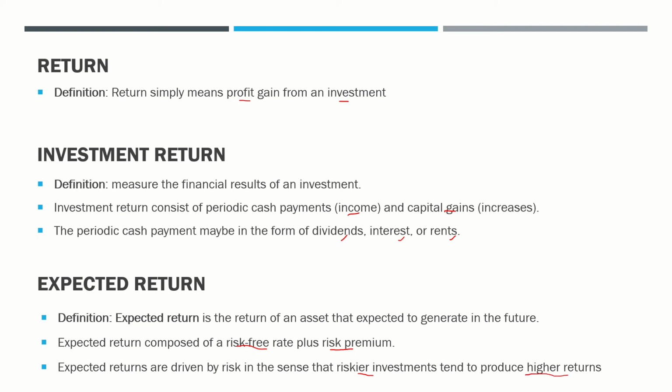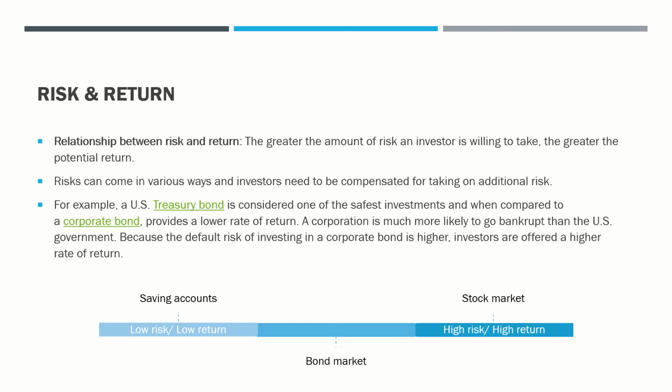Tapi sometimes it is not necessarily. Sometimes the riskier the investment, no return at all. Contoh apa? Investment yang scammer kan? Alright. So, the relationship between risk and return. The greater the amount of risk an investor is willing to take, the greater the potential return. Okay? So, the higher the risk, the higher the return.